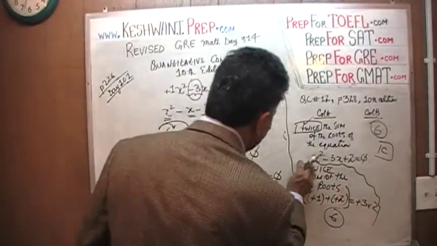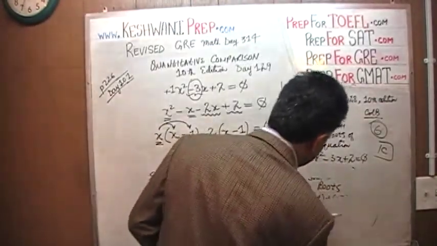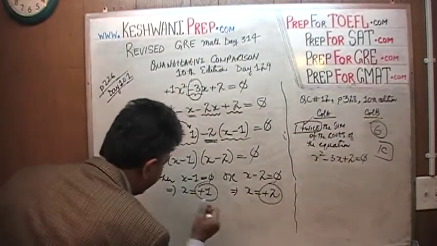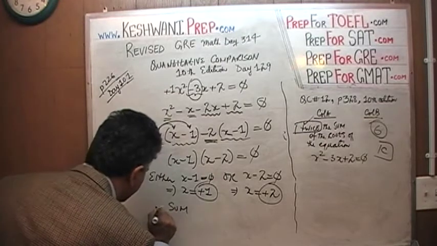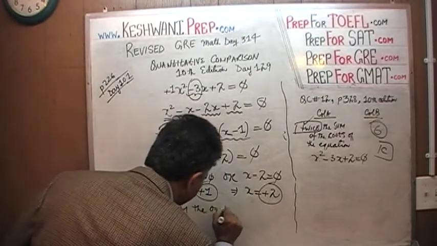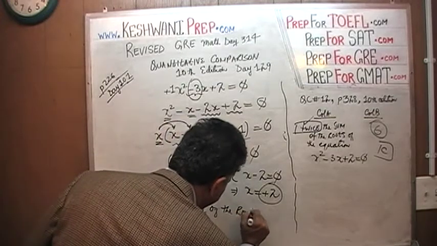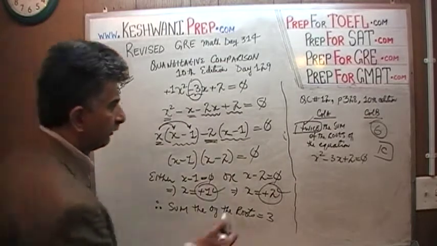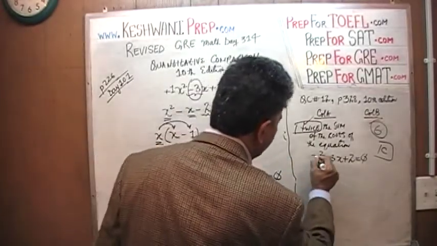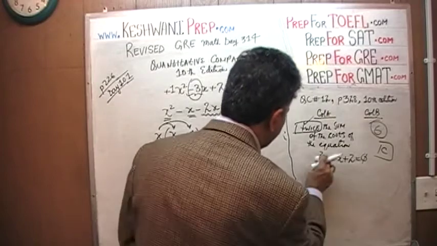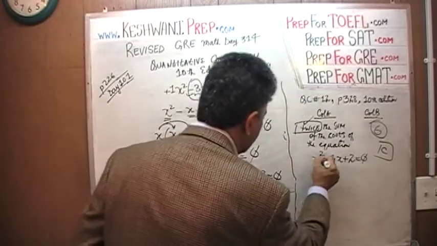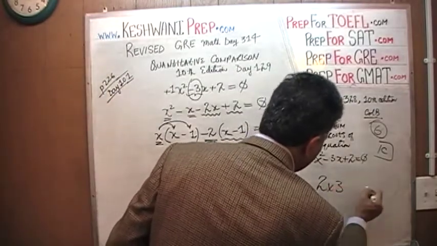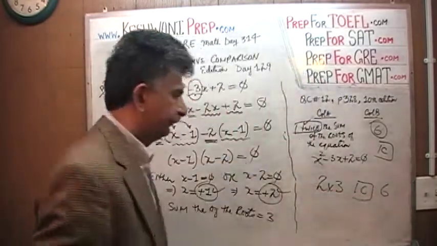Perhaps I should not have done it in such a crowded manner. I shouldn't have stuck everything there. So here, positive 1 and positive 2. Therefore the sum of the roots is equal to 3, because positive 1 and positive 2 sum to 3, and therefore twice the sum of the roots of this equation is going to be 2 times 3, which is 6. The answer is C. That's all.